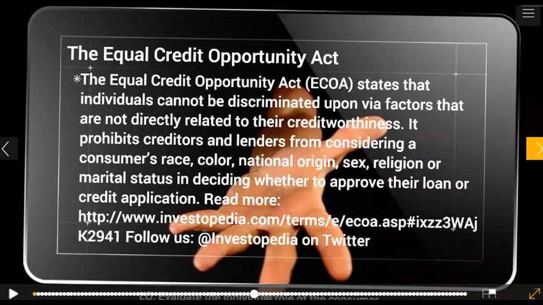The Equal Credit Opportunity Act, or ECOA, states that individuals cannot be discriminated against via factors that are not directly related to their creditworthiness. It prohibits creditors and lenders from considering a consumer's race, color, national origin, sex, religion, or marital status in deciding whether to approve their loan or credit application.